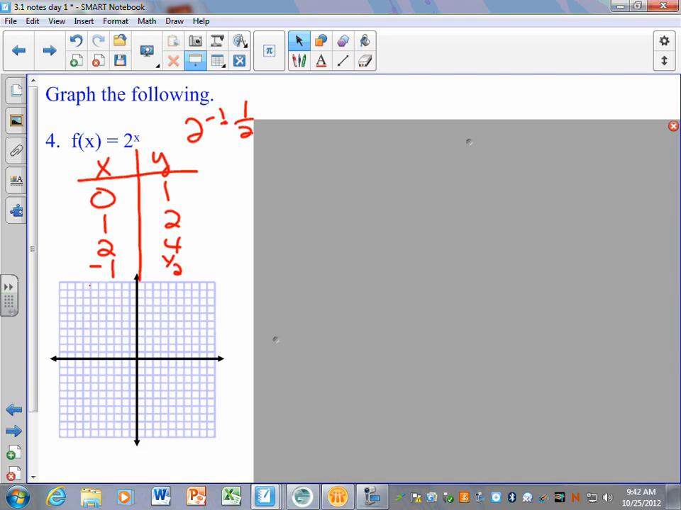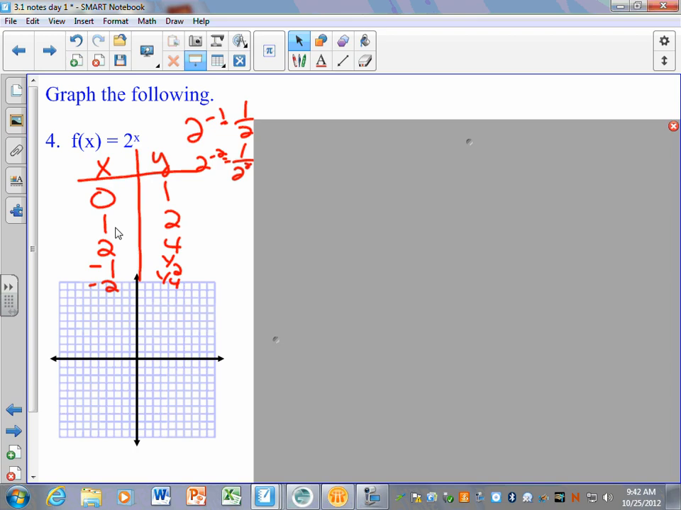So what if I did negative 2, Logan? Well, what would 2 to the negative 2 be? What do you do with the negative exponent? And then what happens to the negative exponent? So do you get 1 over 2 squared? Which is 1/4.